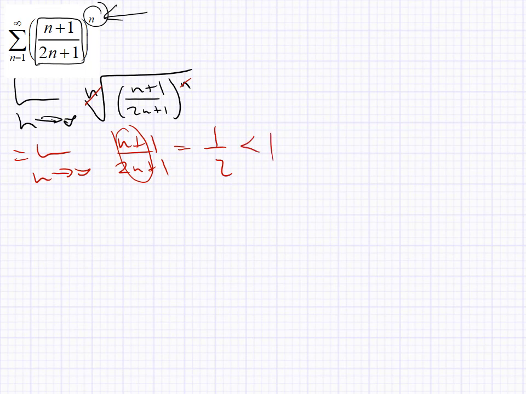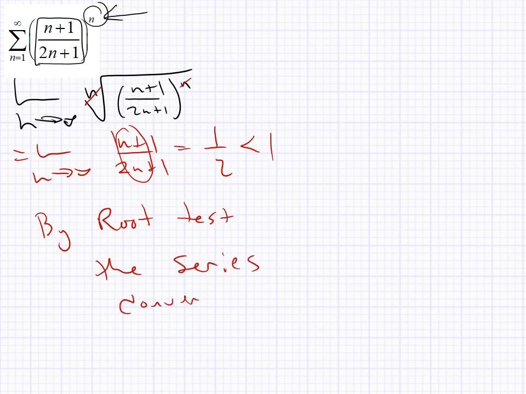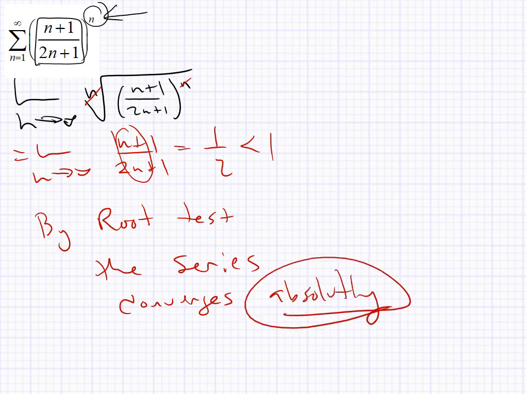The root test says when your limit's less than 1, what happens? The series converges absolutely. So by the root test, the series converges absolutely. You don't have to put that last part in, but since we have it anyway, it doesn't hurt to say that. But the series converges.